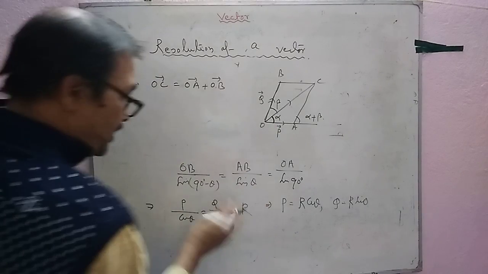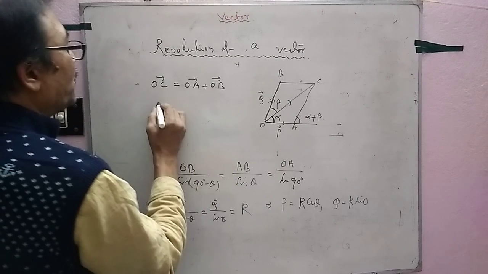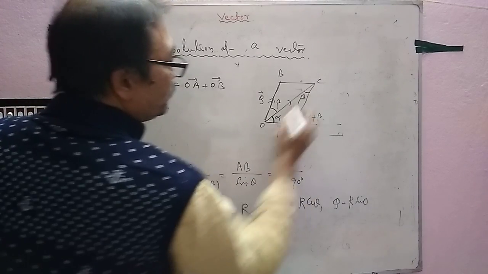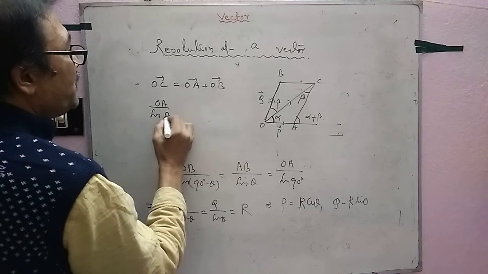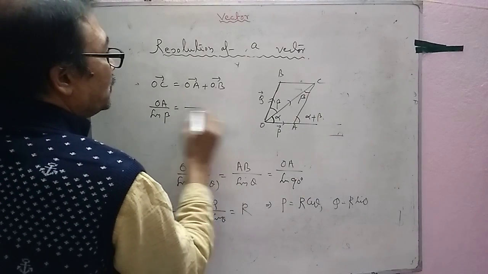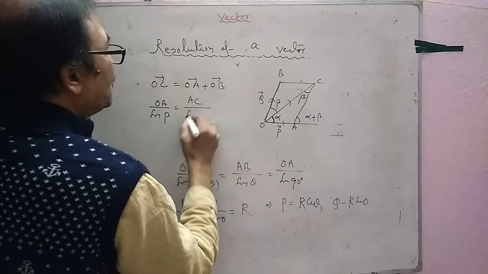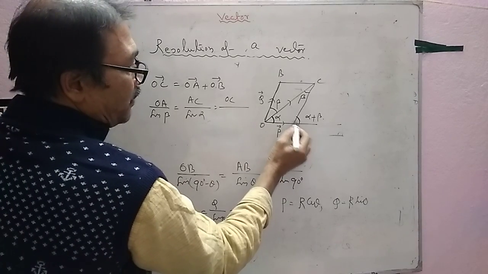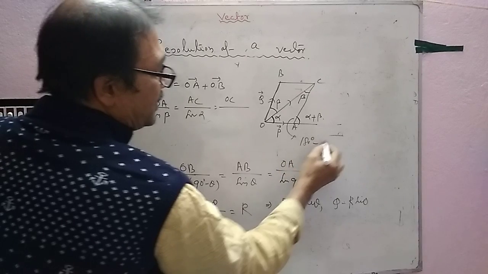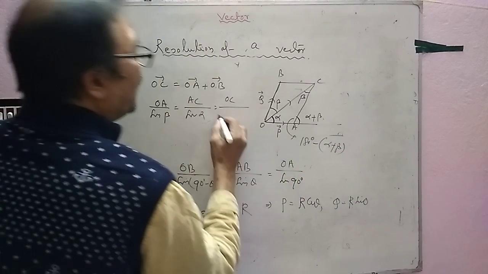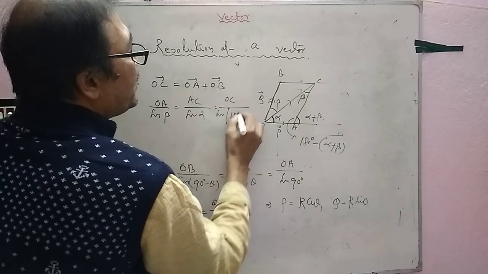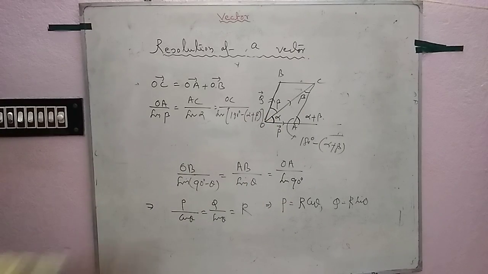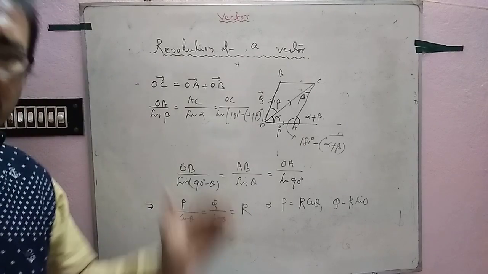Now from this law, if we apply it, what will happen? OA by sin beta, AC by sin alpha and OC by sin of this angle, 180 degree minus alpha plus beta. This is another equation, but this is not so important. Our perpendicular resolution is very important.